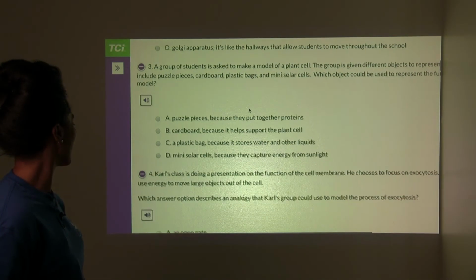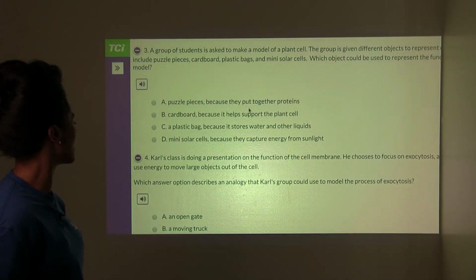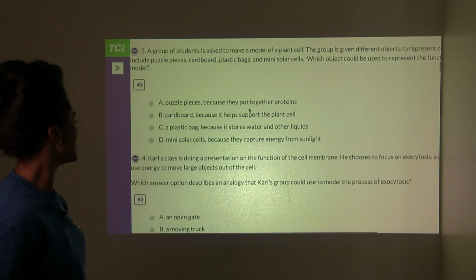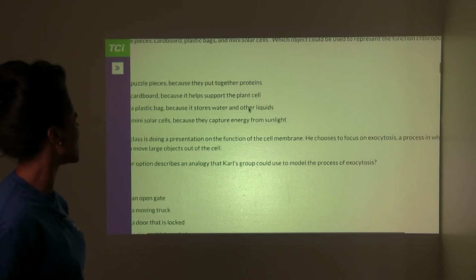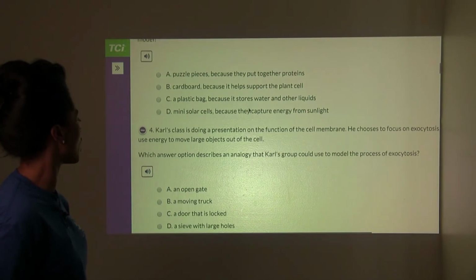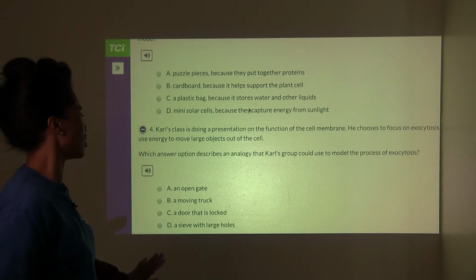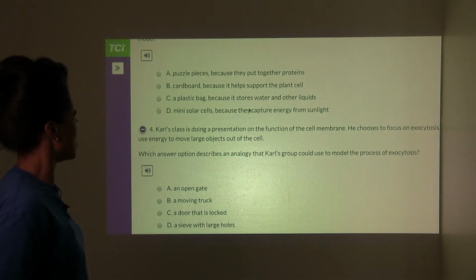4. Carl's class is doing a presentation on the function of the cell membrane. He chooses to focus on exocytosis, a process in which cells use energy to move large objects out of the cell. Which option describes an analogy that Carl's group could use to model the process of exocytosis?